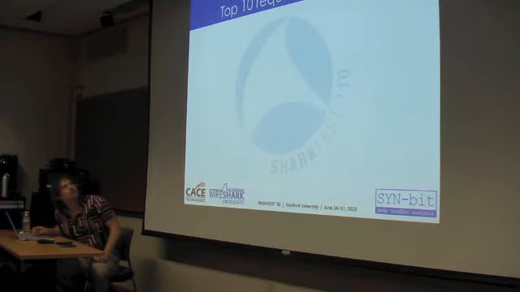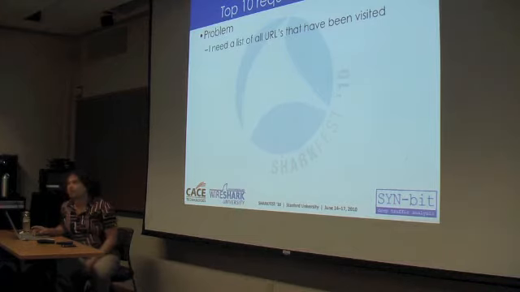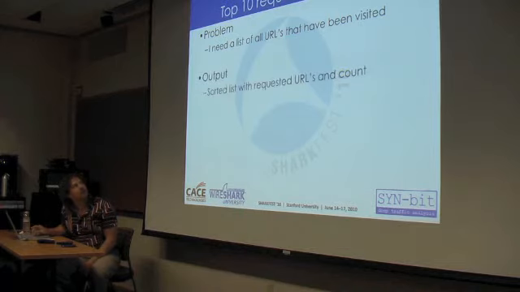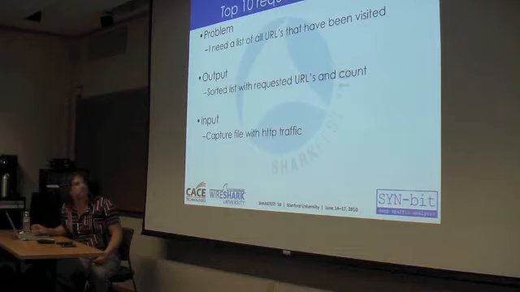So the second example is a little bit more complex. It's to get the top 10 requested URLs. So I want to have a list of all the URLs that have been retrieved. And I want it in a sorted list with the requested URL and a count of how many times it was requested. What's the input? Again, a file with HTTP traffic.